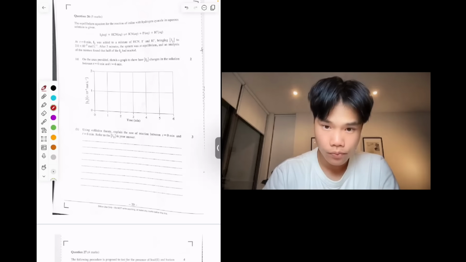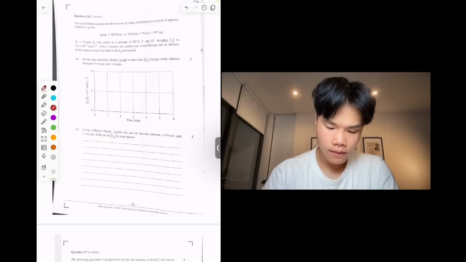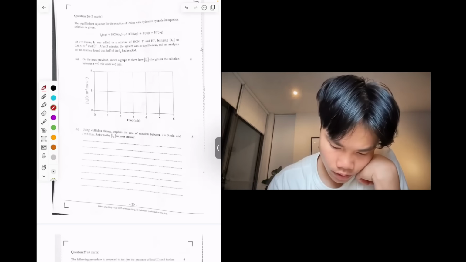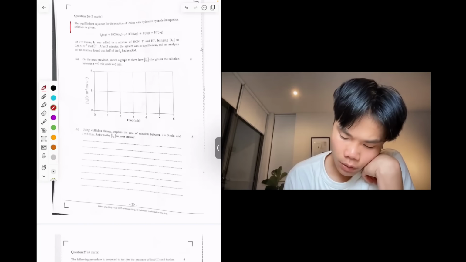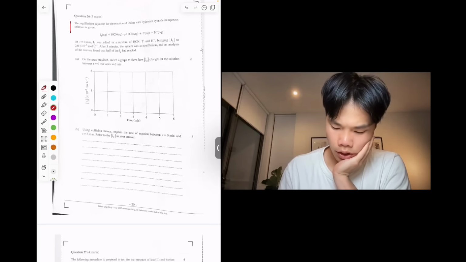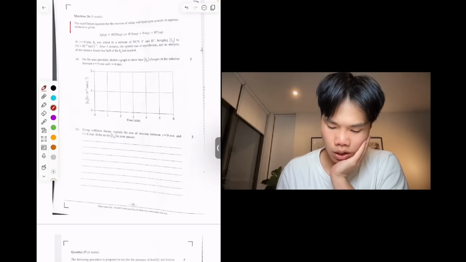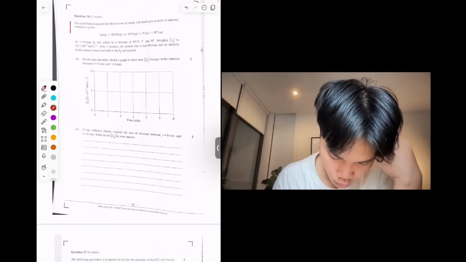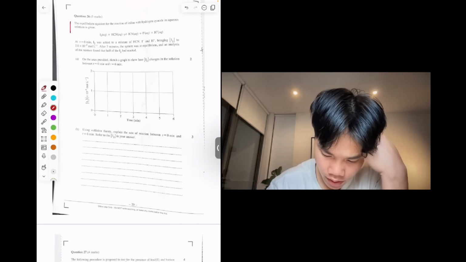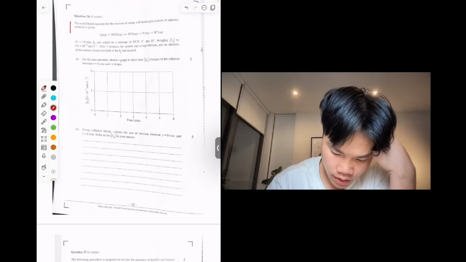Okay, cool. So for question 26, you've been given the equilibrium equation for the reaction of iodine with hydrogen cyanide in aqueous solution. I2 plus HCN goes to ICN plus I minus plus H plus. At time 0, I2 is added into a mixture of HCN, I minus, and H plus, bringing I2 to 2 times 10 to the negative 5. After 3 minutes, the system was at equilibrium, and analysis of the mixture found that half of the I2 had reacted. Okay, so basically you have 2 times 10 to the negative 5 at time 0.